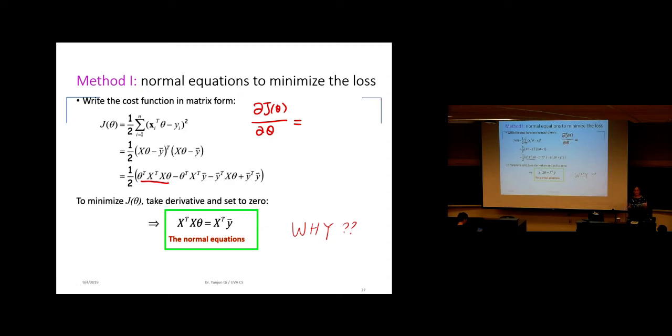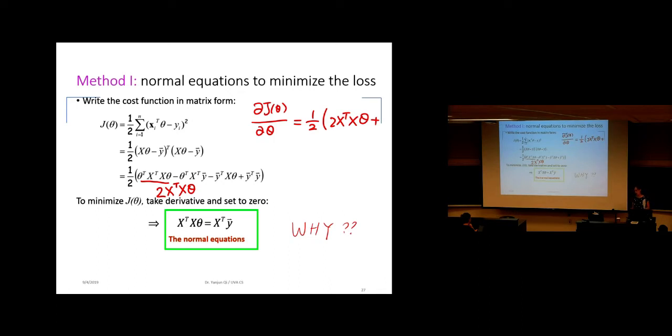Theta transpose x transpose x theta. Its gradient is equivalent to x transpose x theta. You can't just memorize it, but this is one of the homework problems. You need to derive it. And that's the first term, so we still have 1/2 times x transpose x theta. It's from the first term.